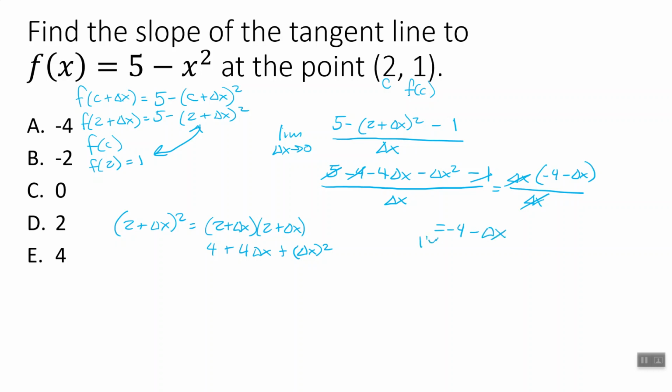And don't forget, we're taking the limit as delta x goes to 0. So this part here is 0. And we're just left that our slope here is negative 4. So that means at this exact point, the curve will be going downwards with a slope of negative 4. So somewhere along here is our point 2, 1, and yet it's going down with a slope of negative 4.